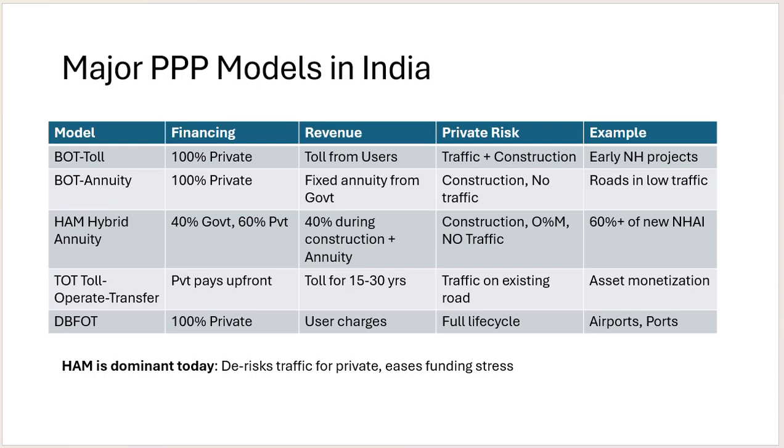Here 40% is government financing and 60% is private financing. The 40% is paid during the construction, plus the annuity period, in which revenue is generated. Then there is operation and maintenance, and there is no traffic risk in that financing. The remaining 60% is handled by NHAI. The hybrid annuity model is a public-private partnership framework used primarily in India for infrastructure projects like national highways. It is a mix of the EPC, engineering, procurement, construction, and BOT, build, operate, transfer models.